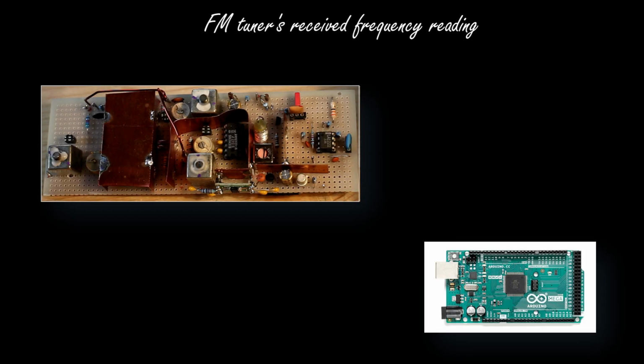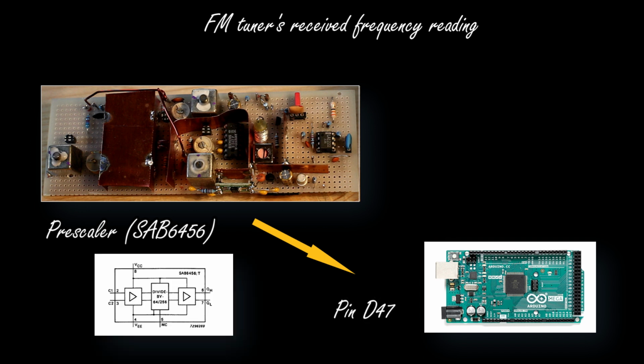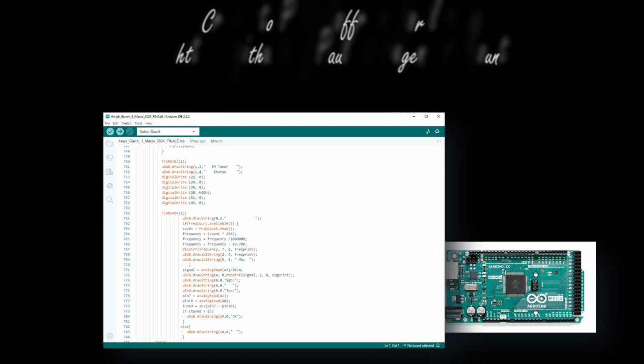Furthermore, Arduino is utilized to process digital signals as well, of course. The first example is the digital signal coming out from the FM tuner's prescaler. This digital signal is utilized by Arduino in order to calculate the received frequency from the FM tuner. You see the deployed code.